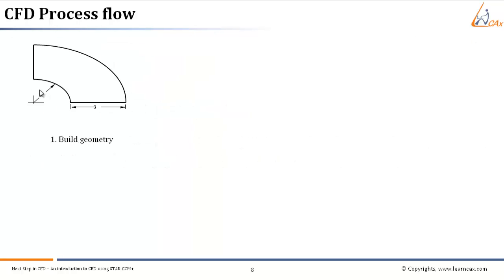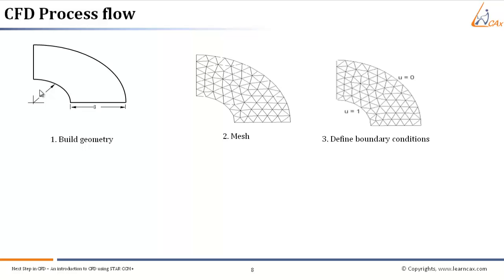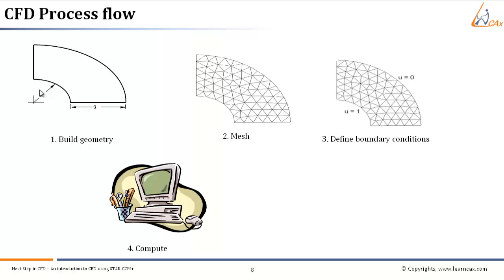So what are the steps involved in a CFD process? First, we build a geometry of the actual problem or actual equipment or process. After that, we divide this geometry into cells, or mesh. Then we define physical boundary conditions, such as allowing the flow to come in and go out. We define thermal conditions like temperatures of surfaces, etc. Then we compute.